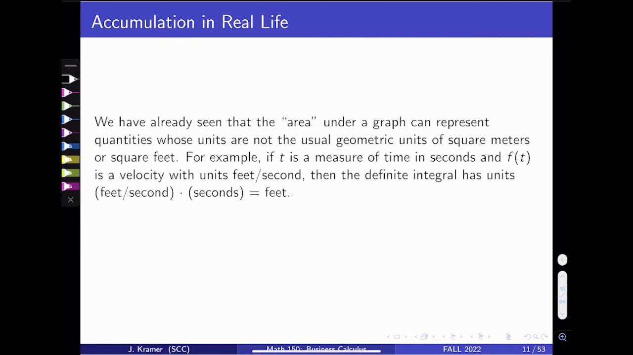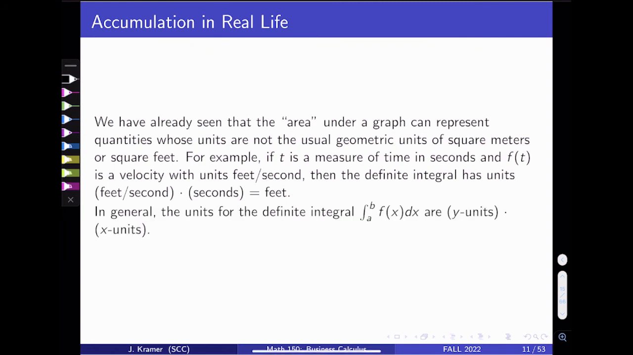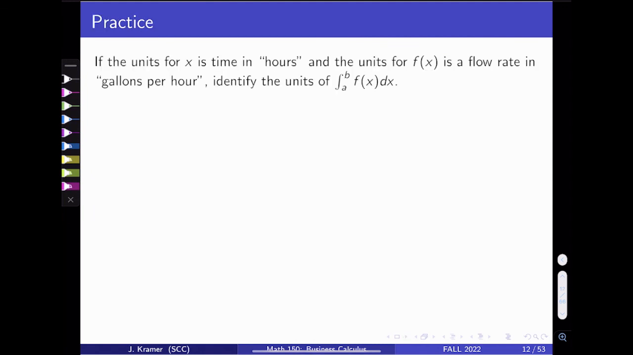We've already seen that area under a graph can represent quantities whose units are not the usual geometric units of square meters or square feet. For example, if t is a measure of time in seconds and f of t is a velocity, so again, our integrand has to represent a rate here, and the velocity has the units feet per second, then the definite integral is going to have the units of feet, and that's found by taking feet per second and multiplying it by seconds. In general, the units for the definite integral will always be y units times x units. So that's going to be the units of the integrand times the units of the independent variable.